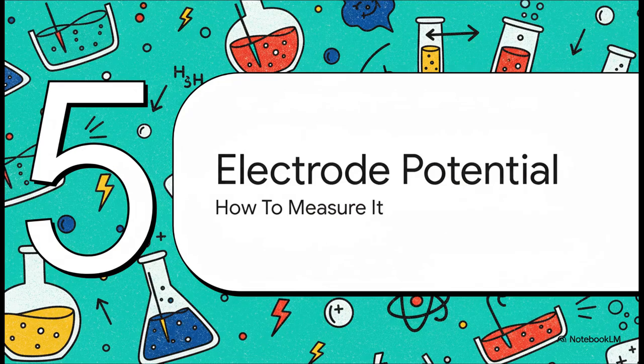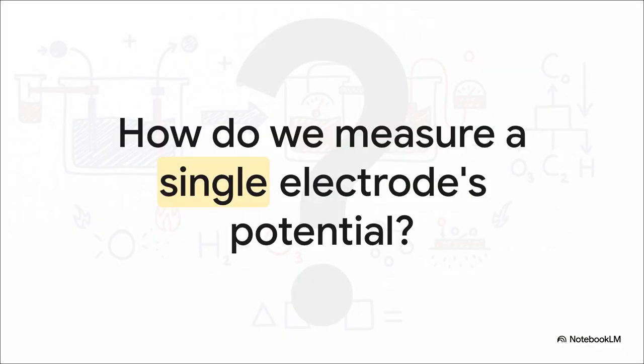Okay, so we know the whole Daniell cell has a certain voltage. But that brings up a really tricky question. How do we figure out the voltage of just one side? Like just the zinc half cell all by itself? And here's the thing, you can't. It's totally impossible. It's like trying to measure how high one hand is clapping. You can only measure the difference in potential between two things.